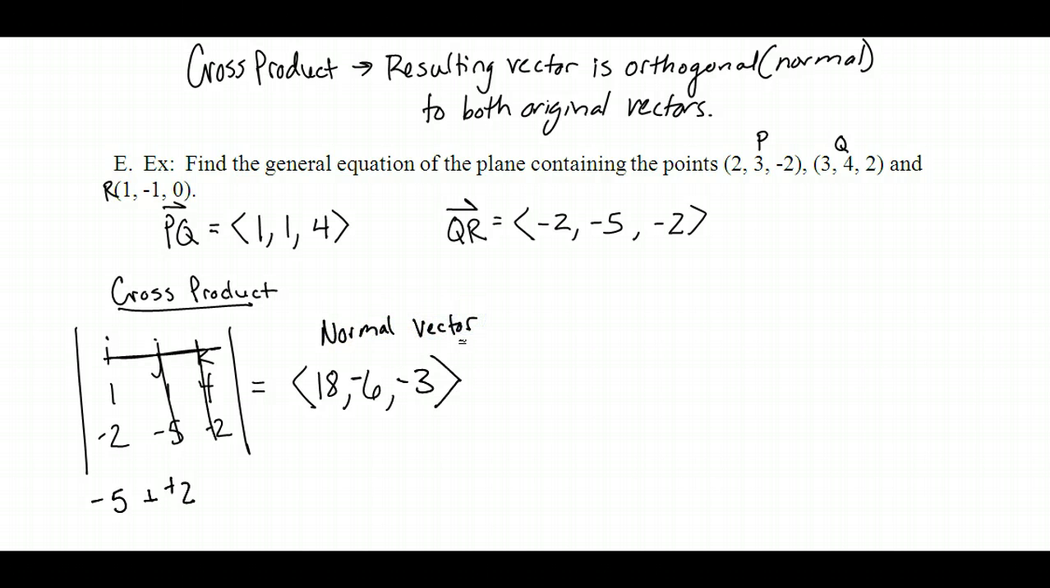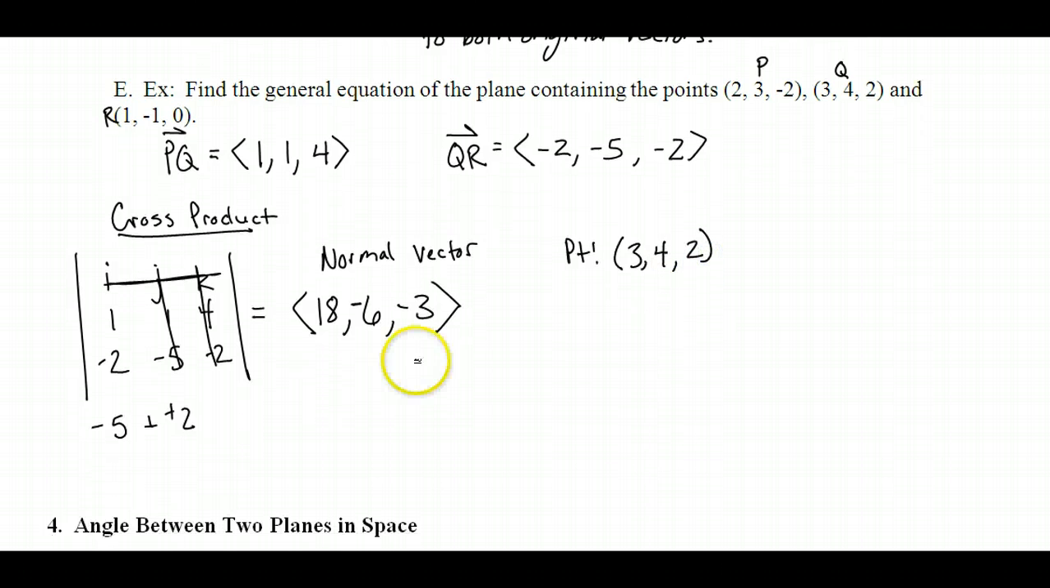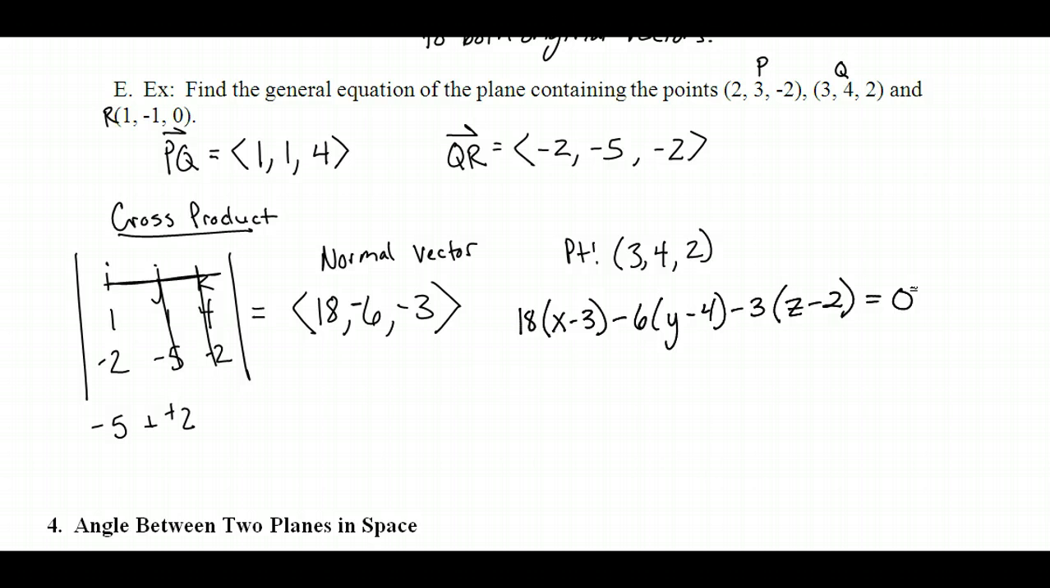and you can use any point here. So then pick a point that you like. I just picked 3, 4, and 2, because I didn't have to deal with negatives. It doesn't matter which one you have. And now to write my equation, I have 18 times x minus 3 minus 6 times y minus 4 minus 3 times z minus 2 equals 0.